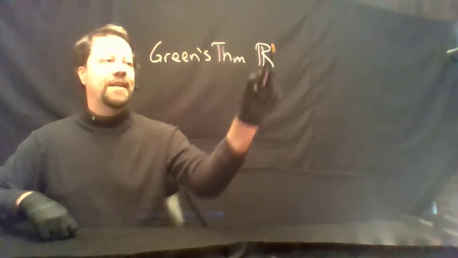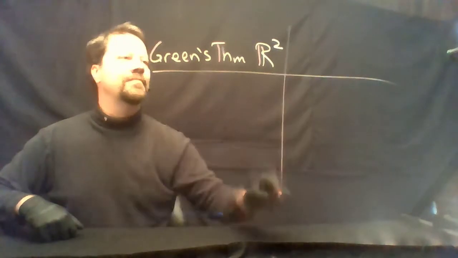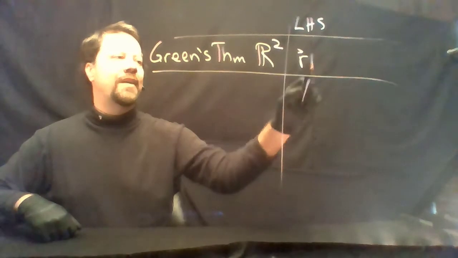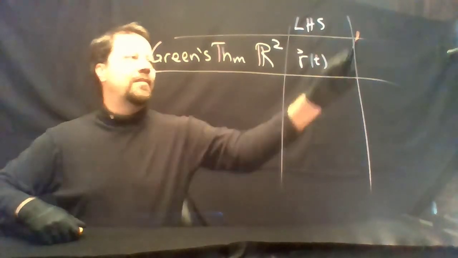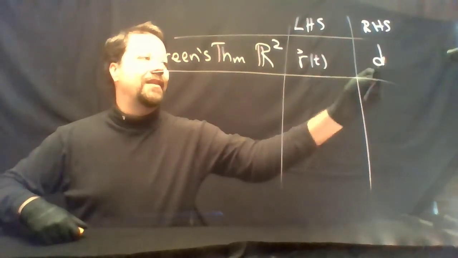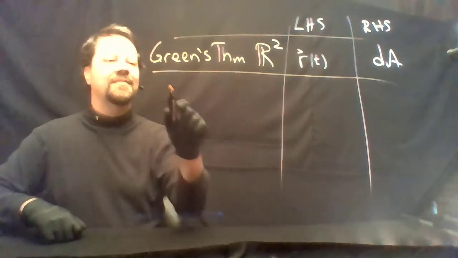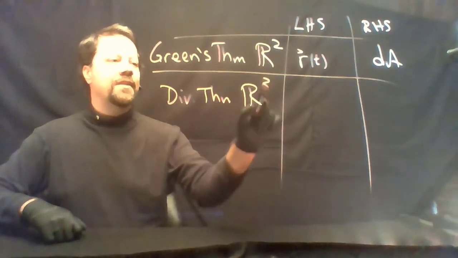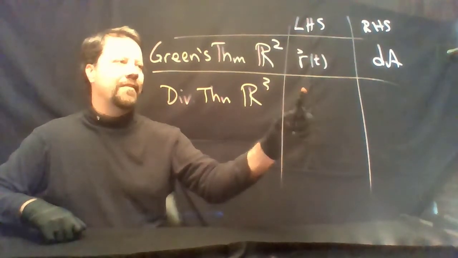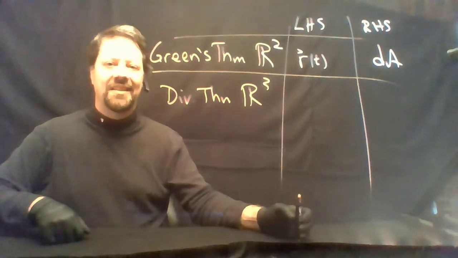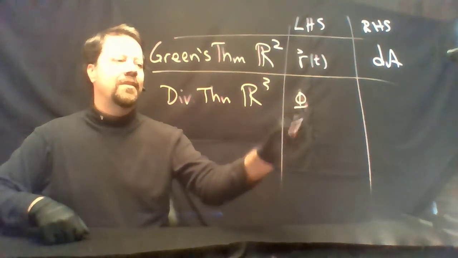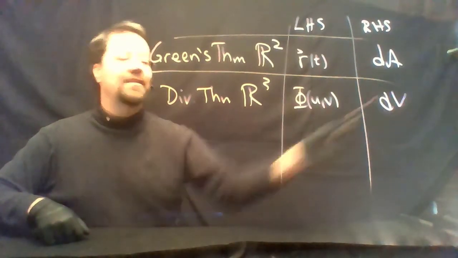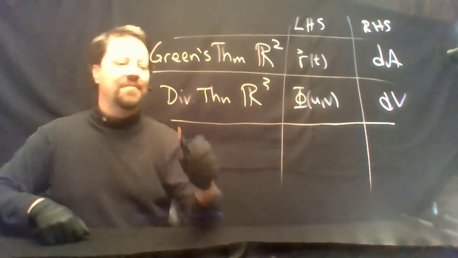Green's theorem takes place in R2. On the left-hand side, you have to parameterize a curve. On the right-hand side, you calculate an area integral. The divergence theorem takes place in R3. On the left-hand side, you're calculating a surface integral, so you need a surface parameterization. On the right-hand side, you're calculating a volume integral.